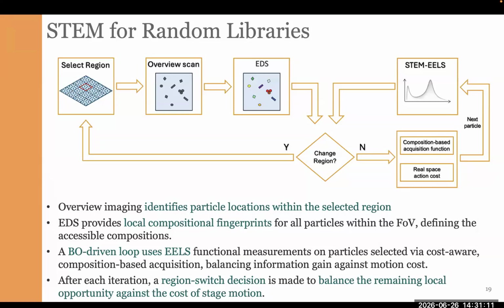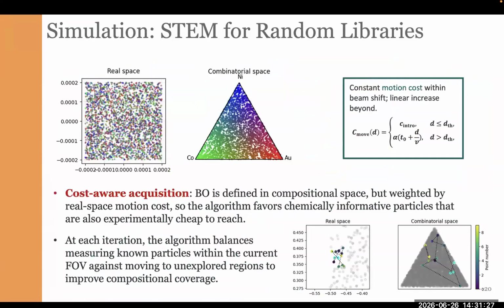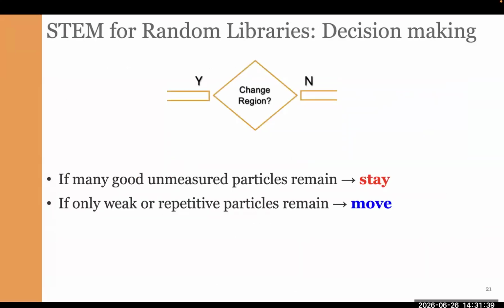What is interesting is that we actually need at one moment to decide that we reach the depletion of the current region and we probably want to move to another one. So the heart of this algorithm is actually how to make this decision. So okay, how can you make this decision?